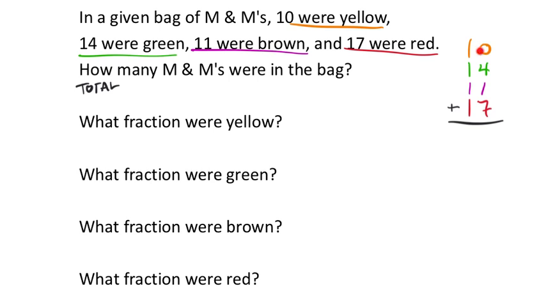So in the ones place value, 0 plus 4 is 4, plus 1 is 5, plus 7 would be 15. So I'd carry 1 over. 1 plus 1 plus 1 plus 1 plus 1. There's 5 ones there, which means that we have 5 tens. So how many total M&Ms were in the bag? 55 M&Ms.